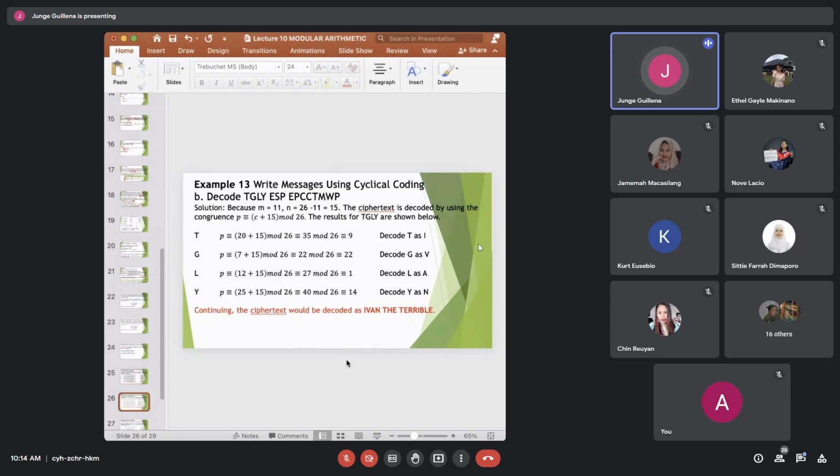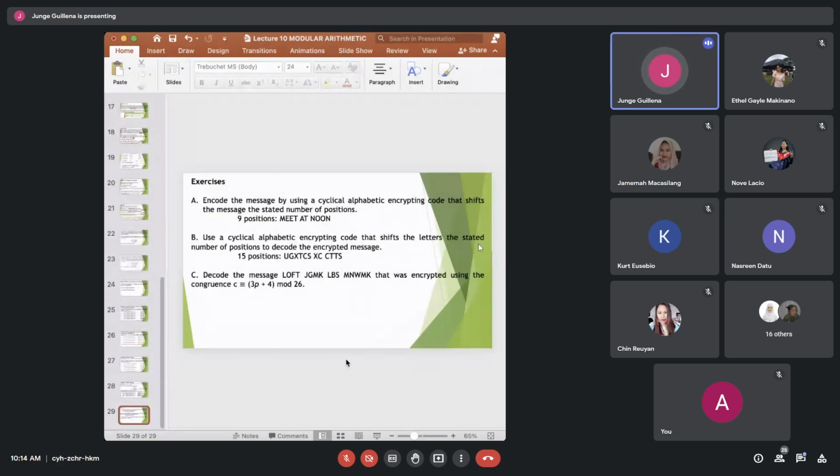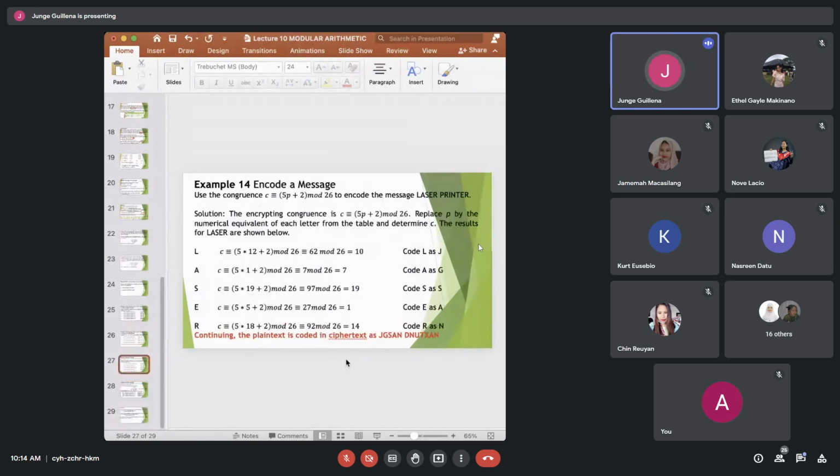For example, 13? Okay lang? We still have 2 slides left. Okay lang? No problem? Yes, sir. No problem, sir. Okay. Example 14 and example 15. The last one is exercises. You can just submit that one tomorrow. Okay.